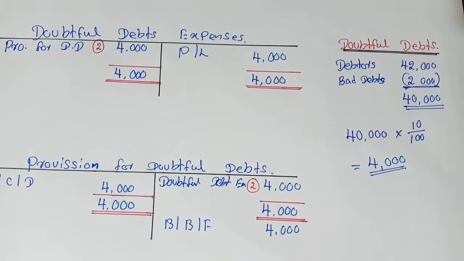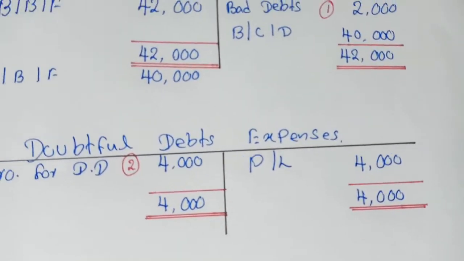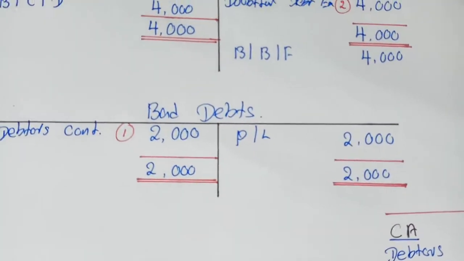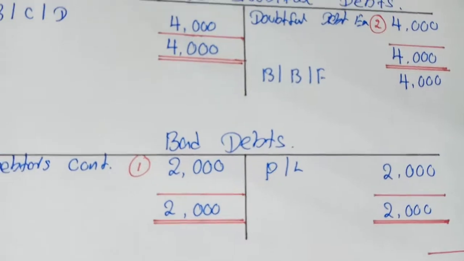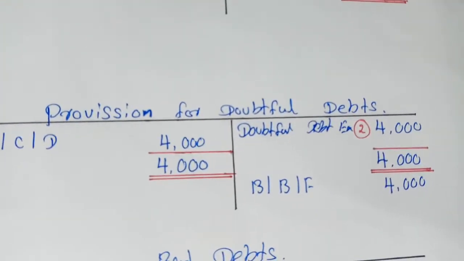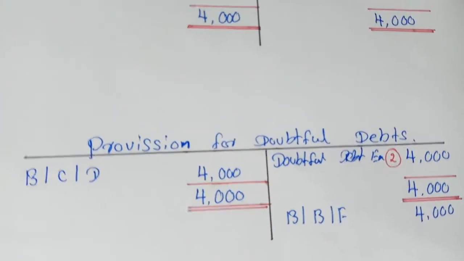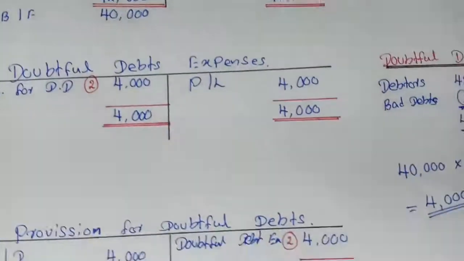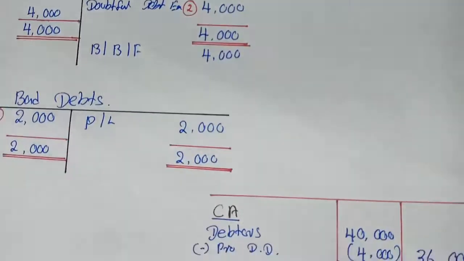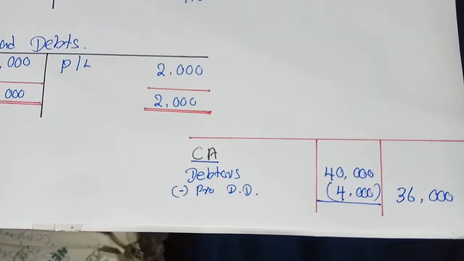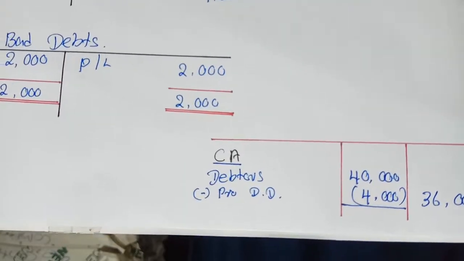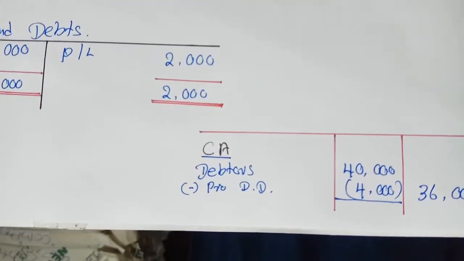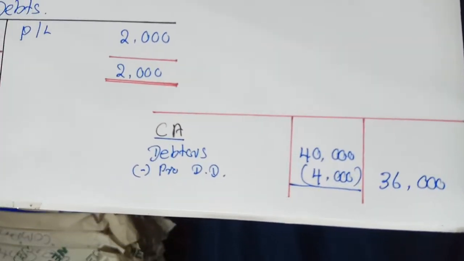Therefore, now there are two expenses. Doubtful debts expense should go to profit and loss, as well as bad debts, also an expense, to profit and loss. The provision for doubtful debts is an asset account, and should be carried down. Debtors are also assets, balance carried down. When we prepare the financial position, debtors should be included in current assets after deducting the provision for doubtful debts closing balance. Debtors balance 40,000 minus provision for doubtful debts 4,000. The net value to include in the financial position is 36,000.